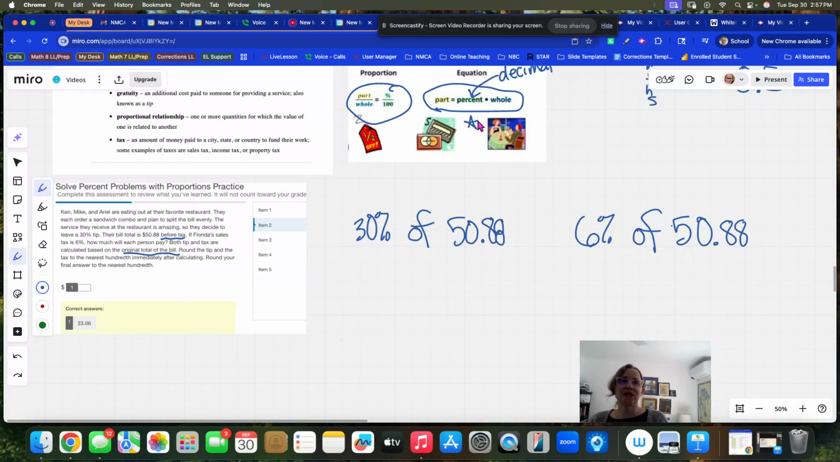So I'm going to go ahead and use the equation. 30% written as a decimal would be 0.3. It might help you to think about moving the decimal 2 places to the left. So 6% will be 0.06. 6 per 100, right? That's little. Okay, so we're going to multiply that by the 50.88. I'm going to do that in a calculator.